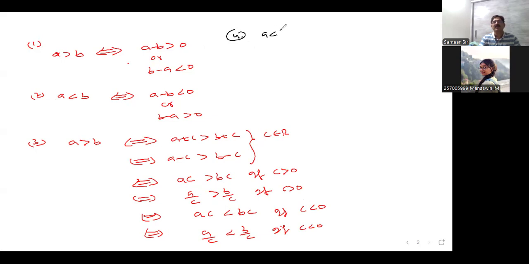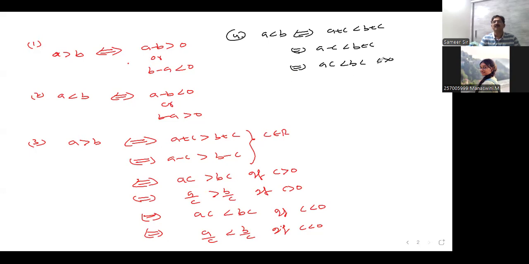In the same way, a less than b. If I said the story is the same, then a plus b is less than b plus c. Nothing is going to be changed. Here, a minus b is less than b minus c. Same as it is.